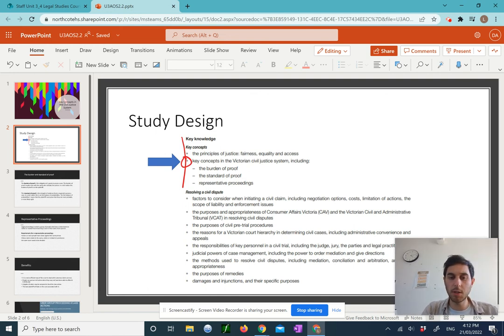And there's three you're going to learn about: the burden of proof, the standard of proof, which should be familiar to you already from our previous area of study. And then this one here is a bit new. It's called representative proceedings, otherwise known as class actions.